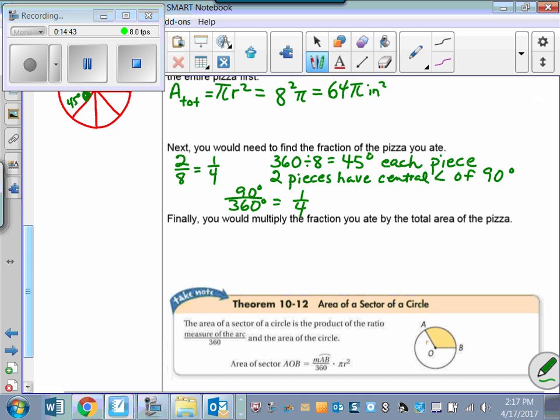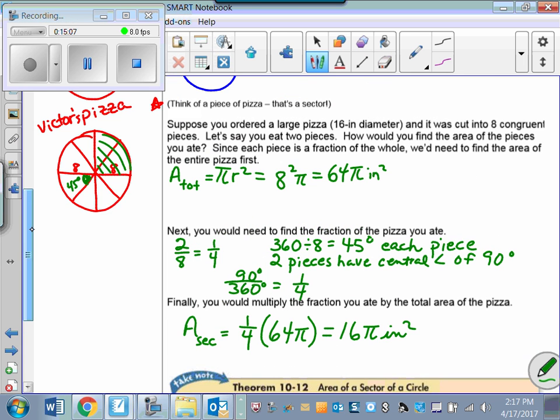So now, just like I did with arc length, I want to multiply. So when I want to find the area of the sector, I'm going to multiply the fraction that I'm eating times the total area, which would we get there? 64 pi. And so that's going to give me 16 pi square inches. Or does it ask me to round it? Let me see what it says.